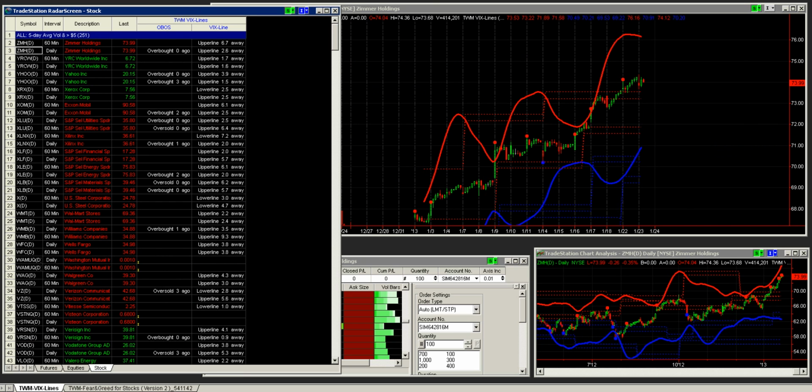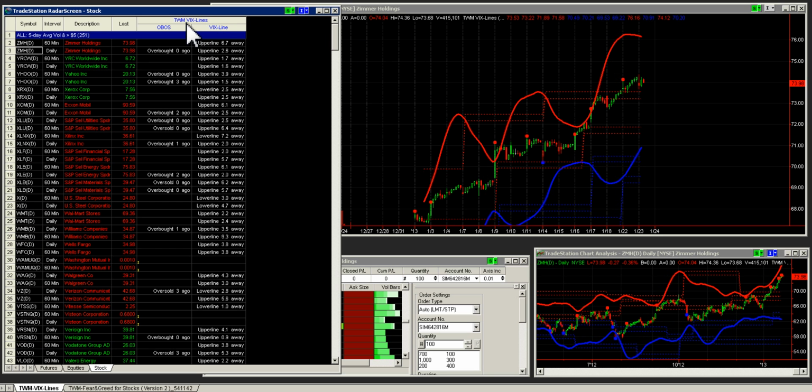Okay, what we saw so far is not the only function of VIX lines, because if you have a huge number of stocks, you are too lazy to click on every single stock. It's a lot of work, and so we want to have it easier. And we are lucky because we have the TradeStation radar screen, and we can insert the VIX line indicator into the TradeStation radar screen.